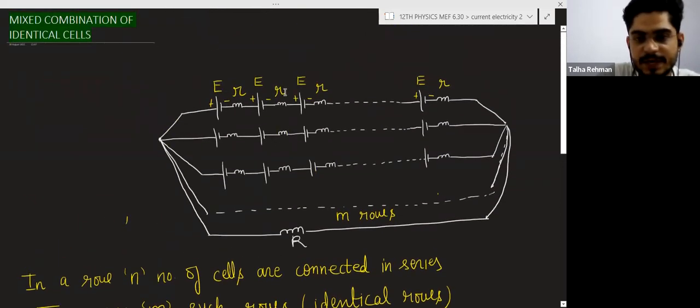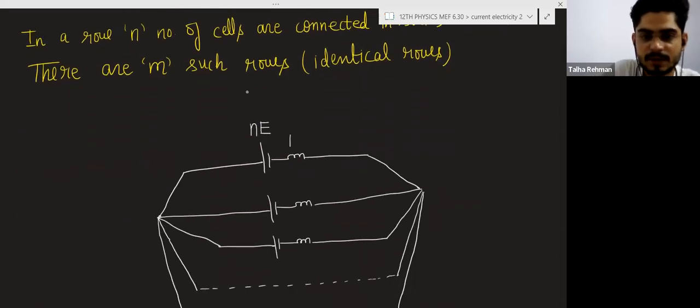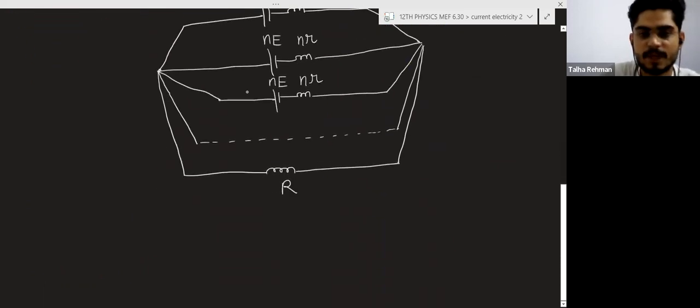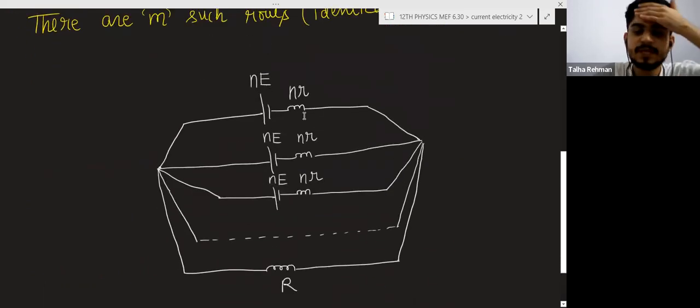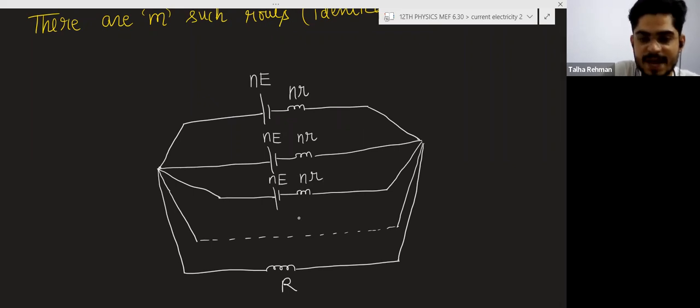And in series, you will get the equivalent internal resistance by adding r, n times. Then you will get n r. So here you get nE and nr. Now you have the equivalent EMF and equivalent internal resistance of one row, second row, third row, and there are m such rows.